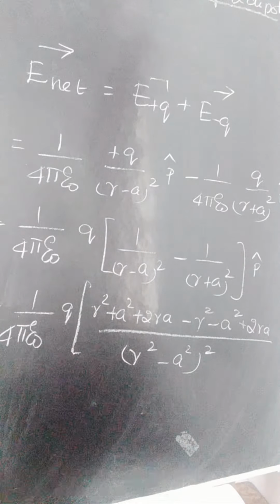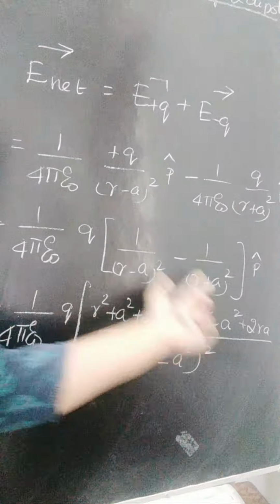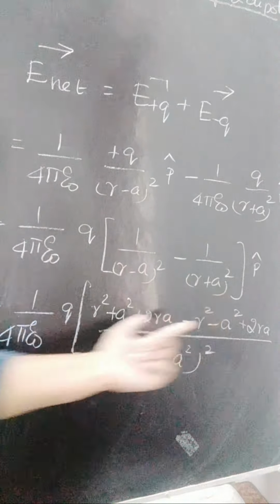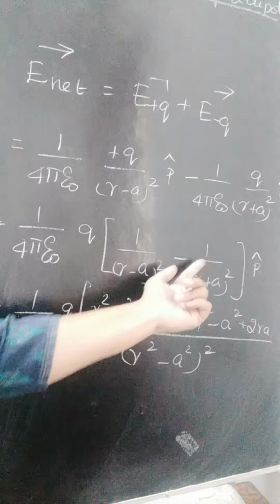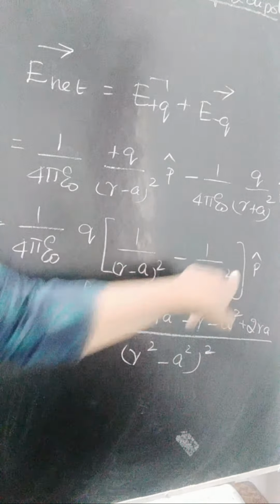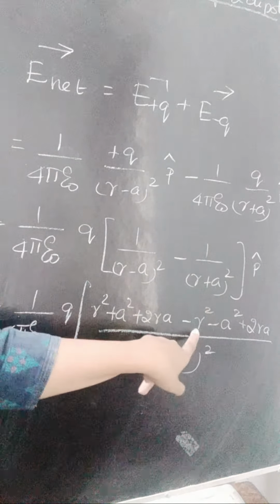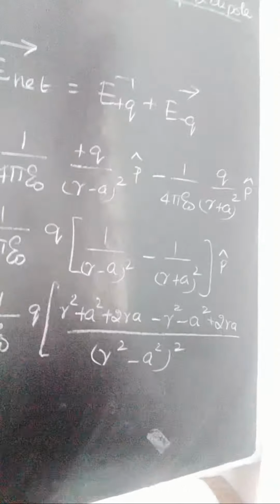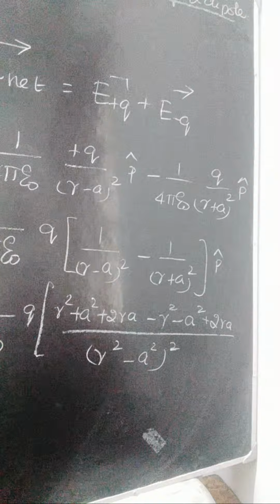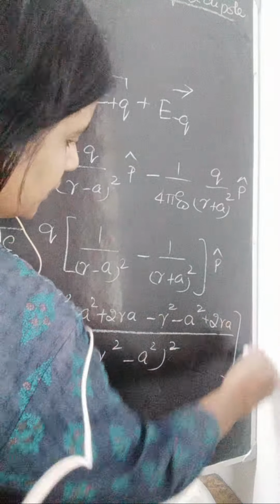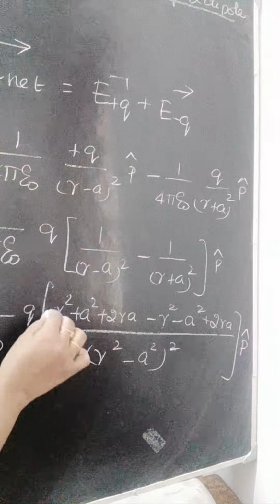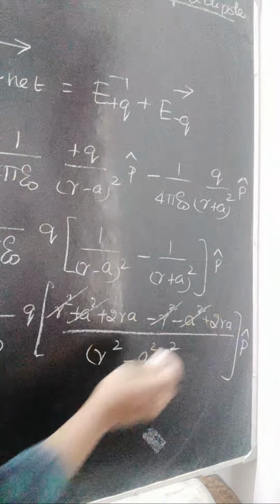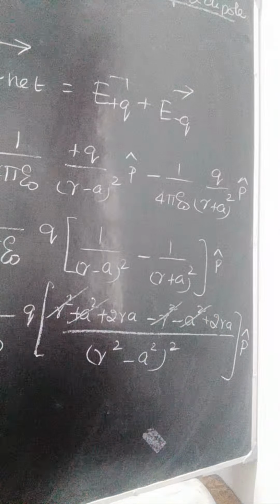Yes? I expanded the terms as well as I took LCM also. So while taking the LCM, here R square plus A square plus 2RA, and this side minus of it will come, but while multiplying the minus, minus R square minus A square, minus into minus plus 2RA. Sure? Any doubt? Okay. Then P cap. Then cancel the values. R square and A square will get cancelled. Then 2RA plus 2RA, it will be 4RA, right? The numerator.